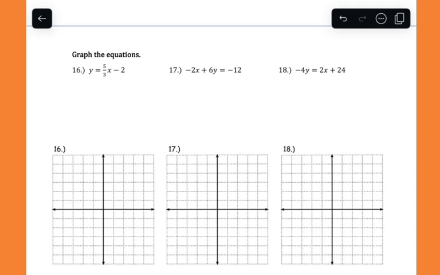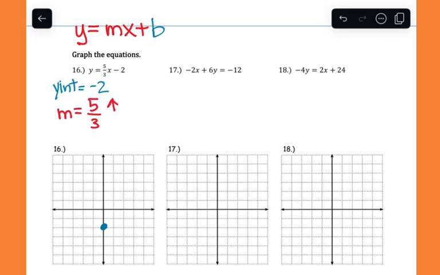All right, in number 16, 17, and 18, we're asked to graph these equations. The first is in y equals mx plus b. So we can identify our y-intercept as negative 2, and our slope is 5 over 3, or we're rising 5 and running 3 because this is a positive value. So they're going positive both ways. So I start at negative 2, I rise 5, I run 3, and I use a ruler and connect my dots across the entire graph.